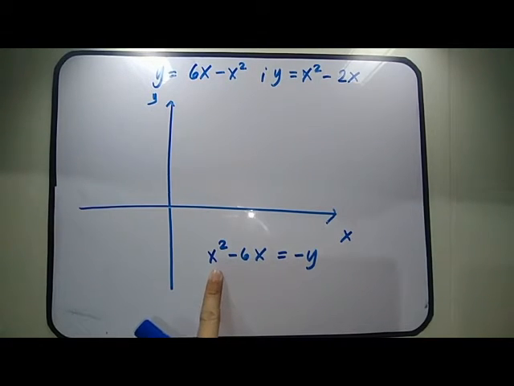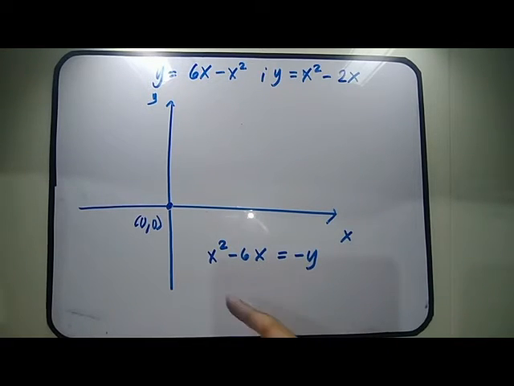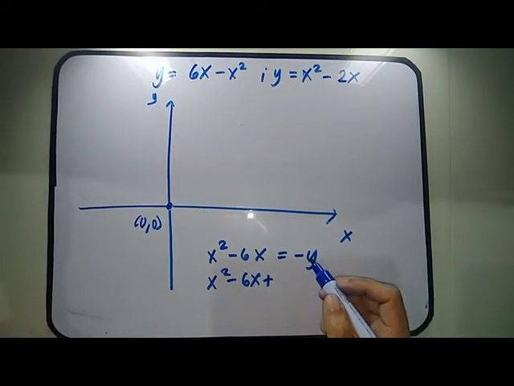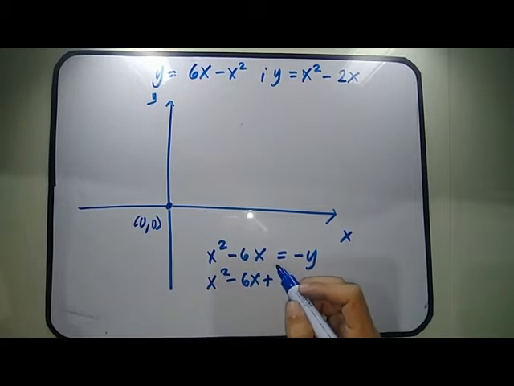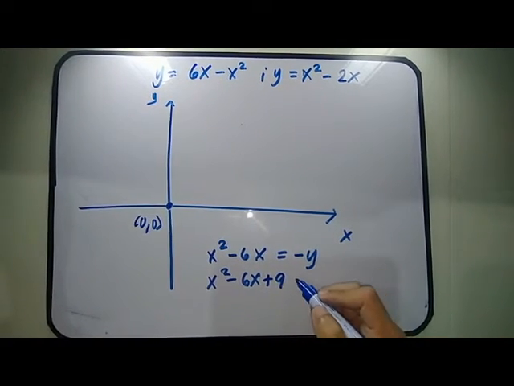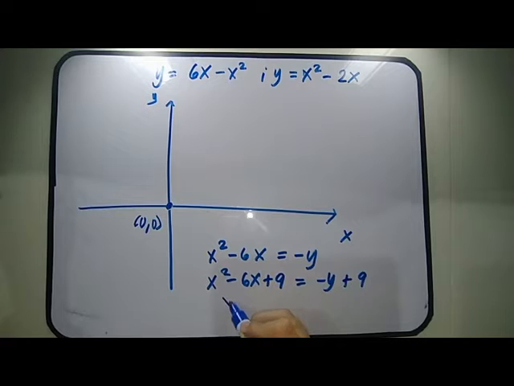So if x is 0, y is 0. So we need to complete this square. So x squared minus 6x. It's either upward or downward. So we complete this square. So x squared minus 6x. So we add here 6 over 2 squared, or 3 squared. So that is 9. If you recall our analytic geometry, that is plus 9. Then you also add 9 to the other side to balance it.